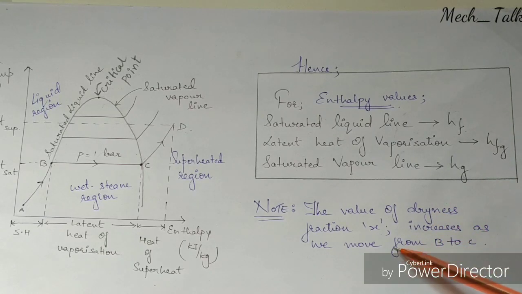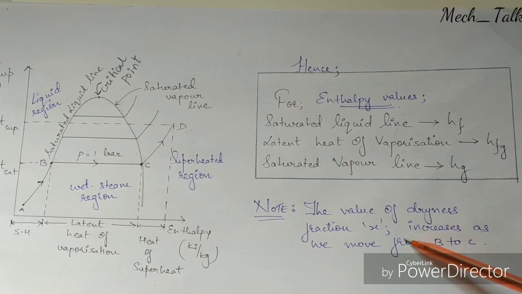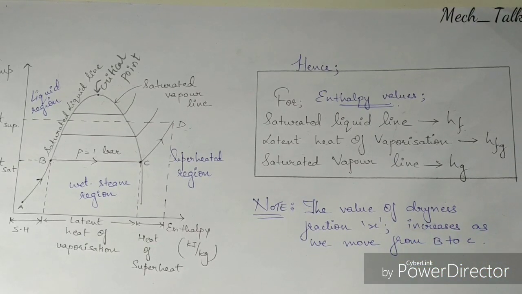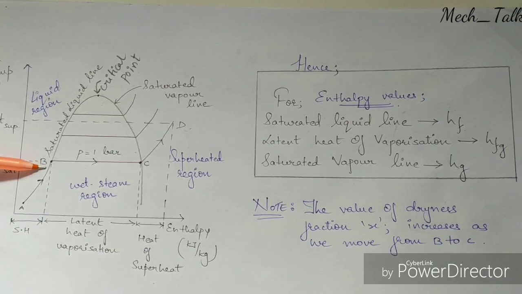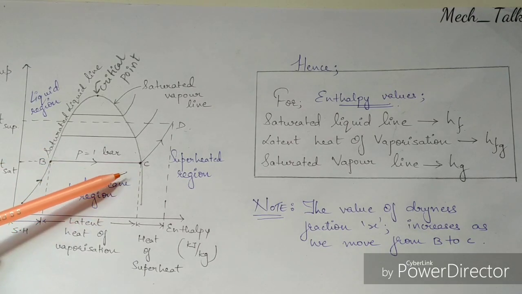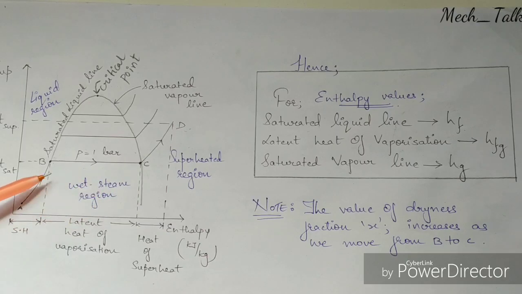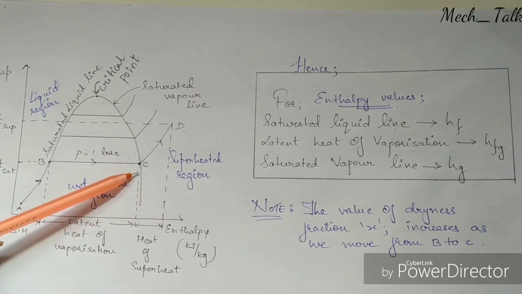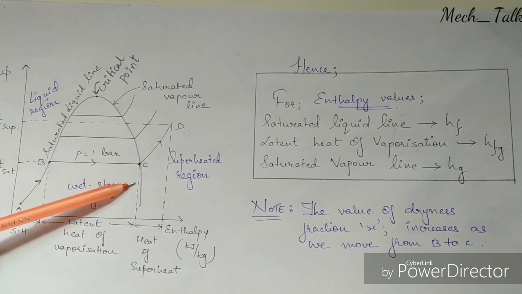Also, it should be noted that the value of dryness fraction, that is X, increases as we move from B to C. Region B to C means that at B the X value is equal to 0, and as we move from B the value of X increases, and at point C we have the value of X equal to 1. So the dryness fraction increases as we go from point B to point C, and point C indicates the saturated vapor line.